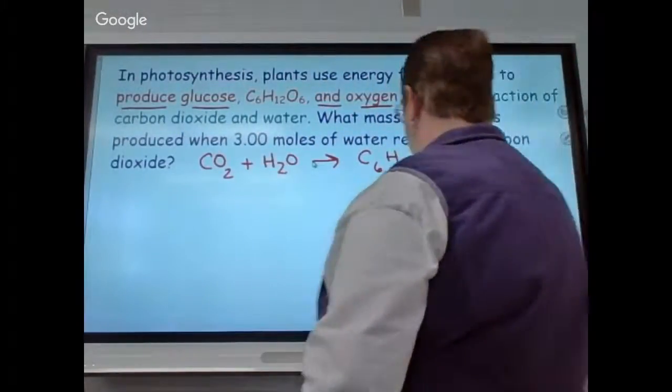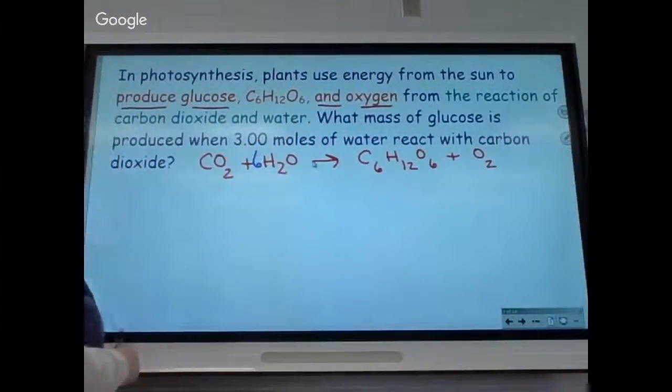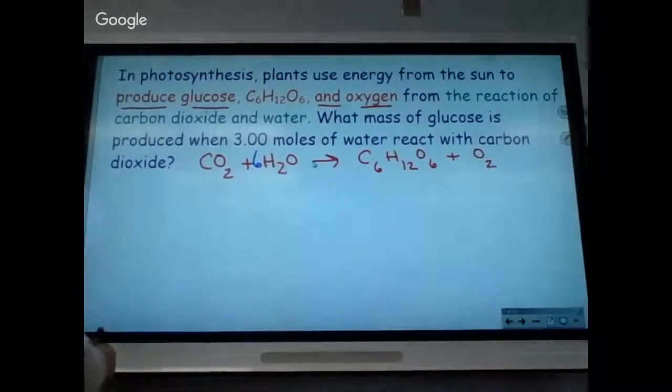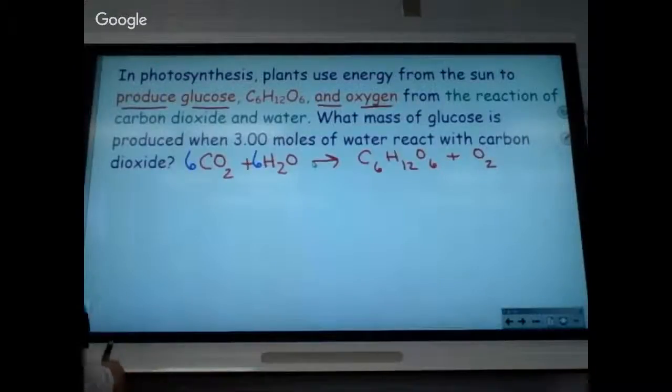Add a 6 to H2O. Add a 6 to H2O? Yeah, I agree. Okay. Add a 3 to this oxygen. I agree. Add a 3 to the last one. No, I mean, the carbon dioxide? You said add a 3 to what? Oxygen. There's already 12 oxygens. That's it. It's no, because CO2. Okay, add a what to CO2? Six. Yay!